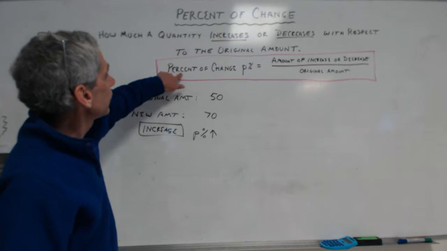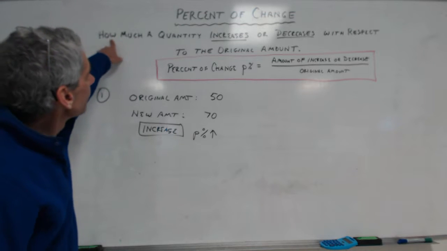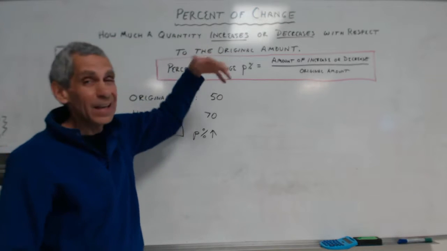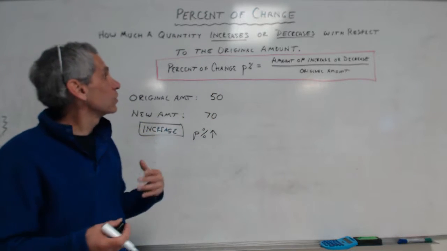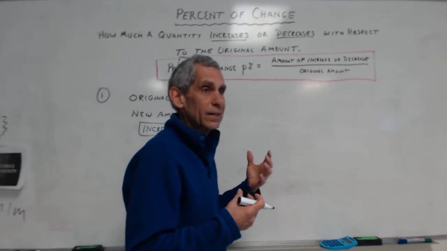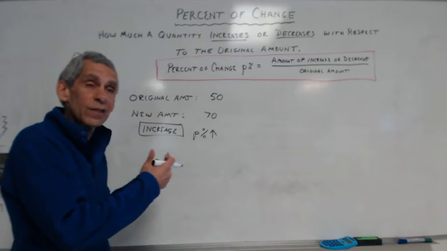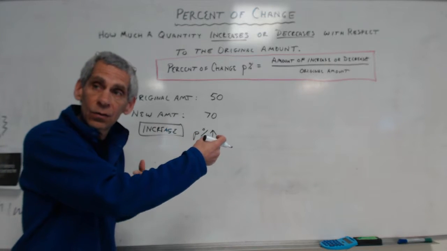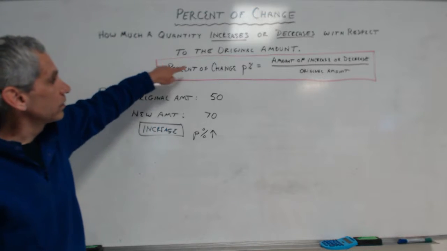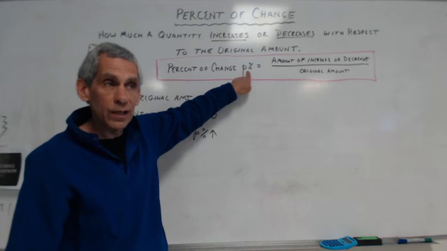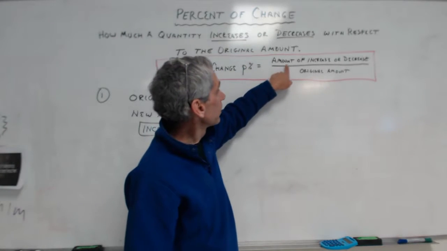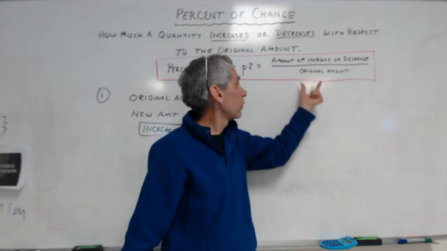Now, the percent of change formula, well, first of all, let's talk about what this is. Percent of change is basically measuring how much a quantity increases or decreases with respect to the original amount. So we're wanting to compare the new price, or the increase or the decrease, with the original amount. And this is the formula, and this is a shortcut: percent of change equals the amount of the increase or the decrease over the original amount.